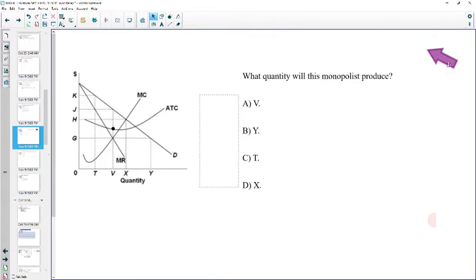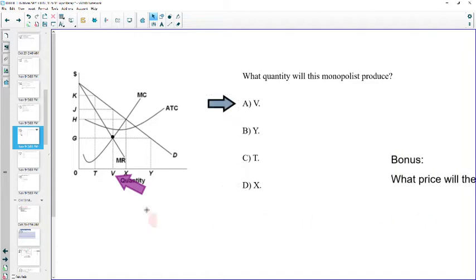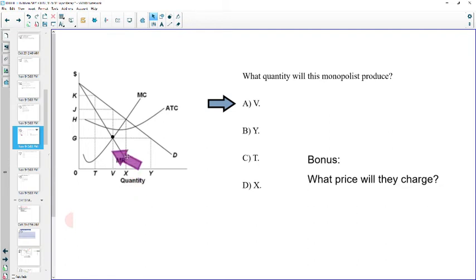What quantity will this monopolist produce? We want to be where marginal cost and marginal revenue meet. We want to be right there, which means they're going to produce quantity V. Now for the bonus question. What price will they charge? Well, they're going to produce V, which means they can charge all the way up at J.